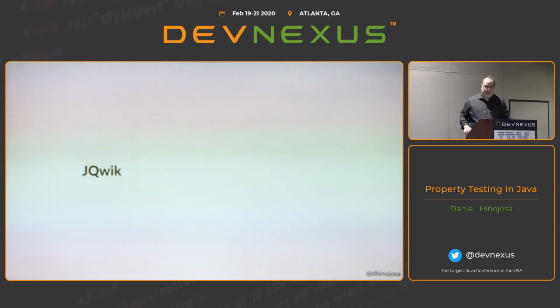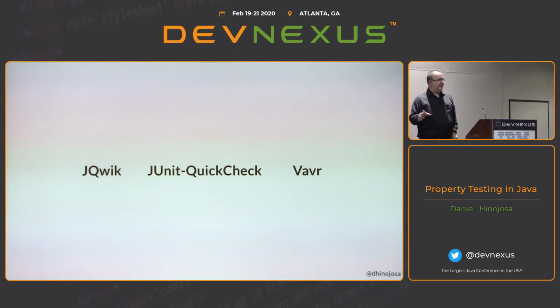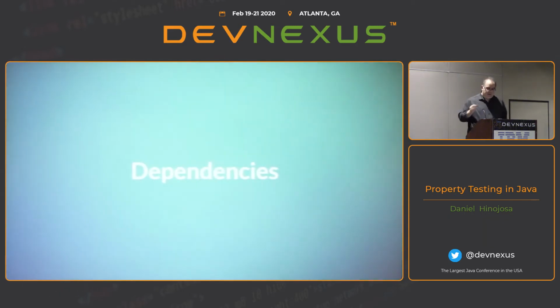One of them is jqwik. The other one is JUnit QuickCheck. Again, there's that word QuickCheck, which comes from Haskell. And Vavr, depending how you want to pronounce it. Anyone use Vavr right now? It's like super duper extra functional programming on top of Java. So Vavr already has that. So I'll talk about some of the different ways that you could do it.